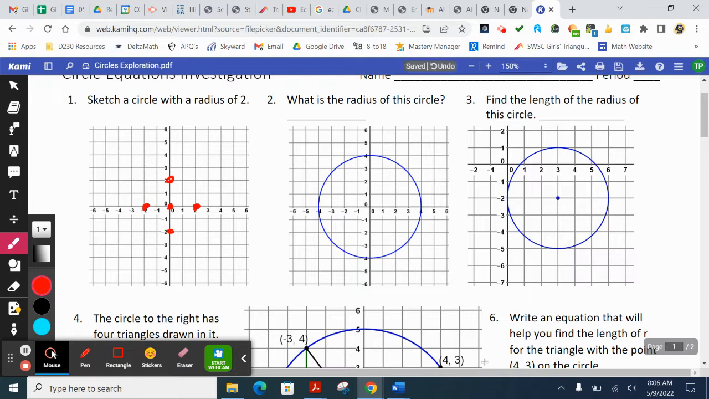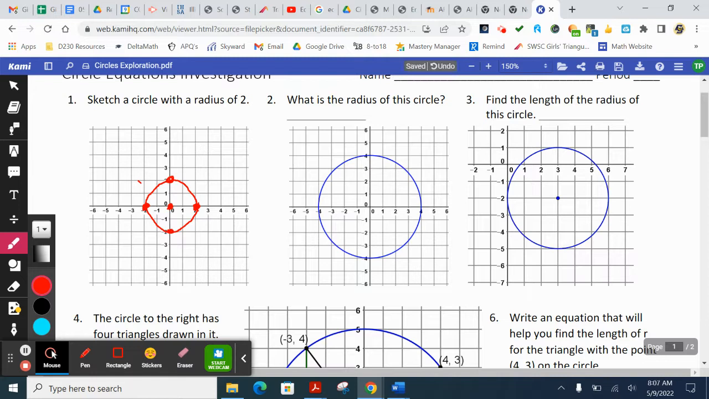It's hard to go out to 2 at these angles. But certainly the 0, the 90, the 180, and then down here, we could get exactly 2. And then from there, just do your best to be a respectable circle drawer. And that would be a circle with a radius of 2.